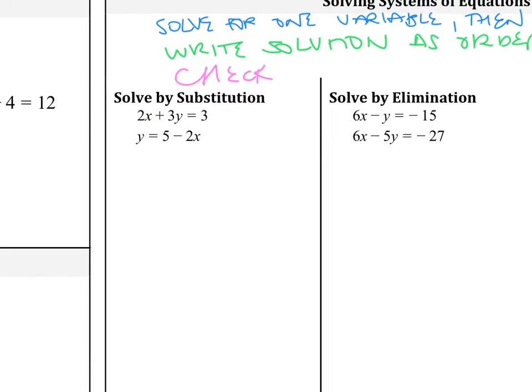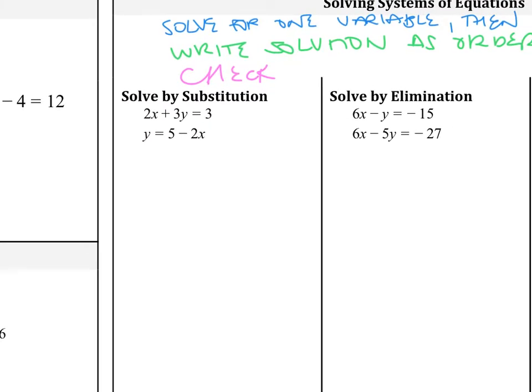Let's try this first example, solve by substitution. You have y equals 5 minus 2x at the bottom and 2x plus 3y equals 3. Substitution works really nicely if you have an isolated variable already. In this case, our y is isolated. So I'm going to put parentheses around the 5 minus 2x. That means in the top equation, I'm going to substitute 5 minus 2x for that y.